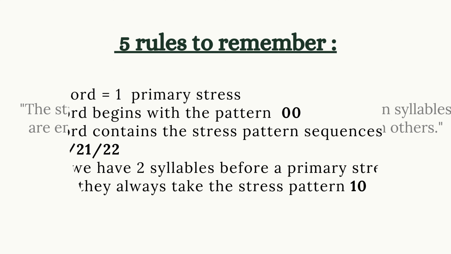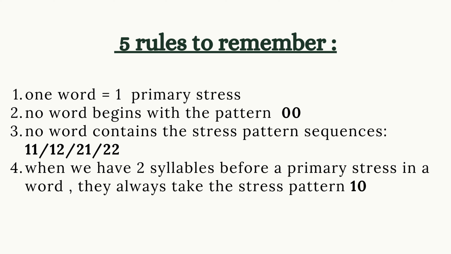We have 5 key rules to remember. 1. Every word has only one primary stress. There can only be one syllable in a word with a 2. 2. No word begins with the pattern 0-0. You won't find 2 unstressed syllables at the start of any English word. 3. Certain stress patterns are not allowed. The sequences 11, 12, 21, or 22 cannot occur within a single word.